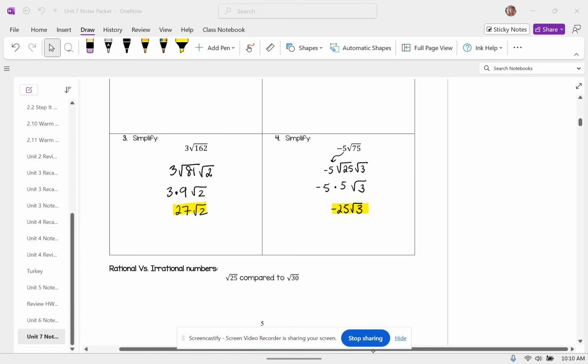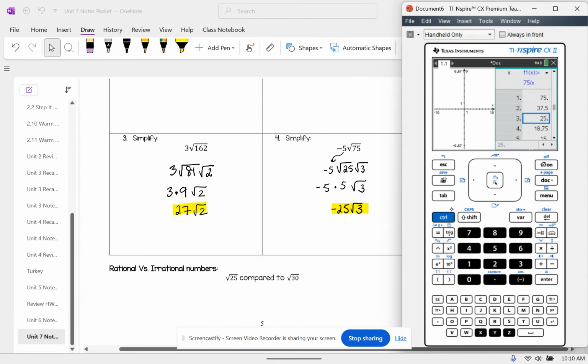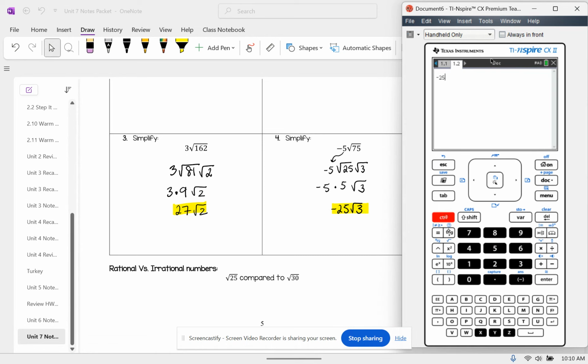Let's say I wanted to check that answer and see if it's right. I would go to a calculator page. I would do -25 times the square root of 3. That's some strange number. Let's type in the original, -5 times the square root of 75. It's the same strange number, so we're good.